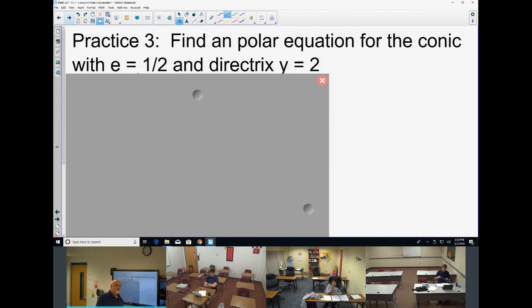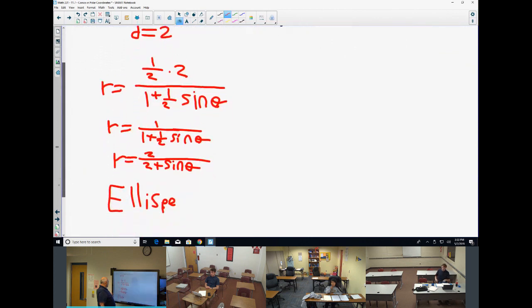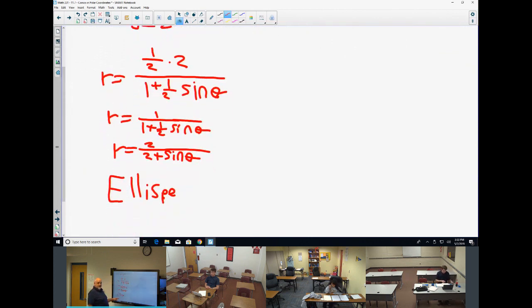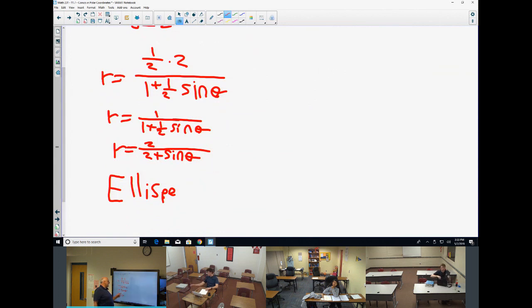All right, so Toby, what do you have? 2 over 2 plus sine theta. So 2 over 2 plus sine theta, is that what you said? Okay. And so that would make it an ellipse. Sorry, it's an ellipse because the e is 1/2. I mean, it didn't ask for that, but anyway, r equals 2 over 2 plus sine theta. So any questions on that?